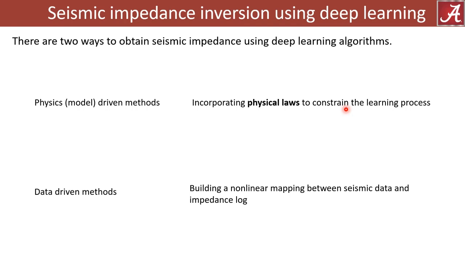The physics-driven method incorporates physics laws to constrain the learning process. It can be supervised learning, and it can also be unsupervised learning, depending on whether you provide any labels. The data-driven method builds a nonlinear and complex mapping between seismic data and impedance logs, which means it needs a lot of labels, so it is supervised learning.